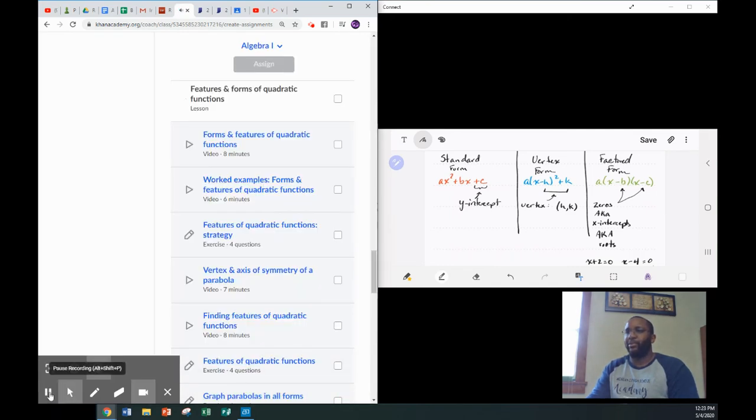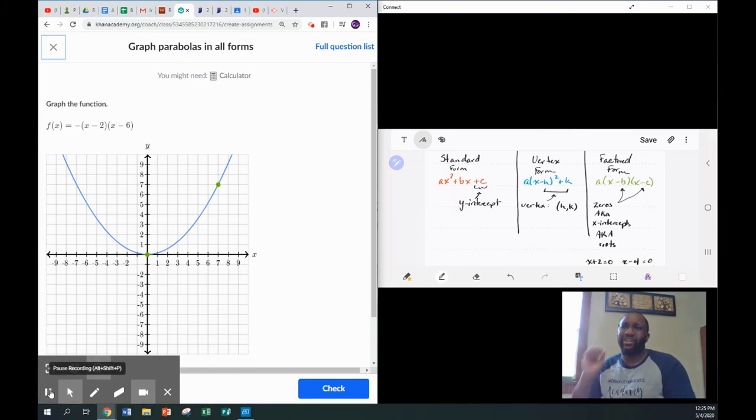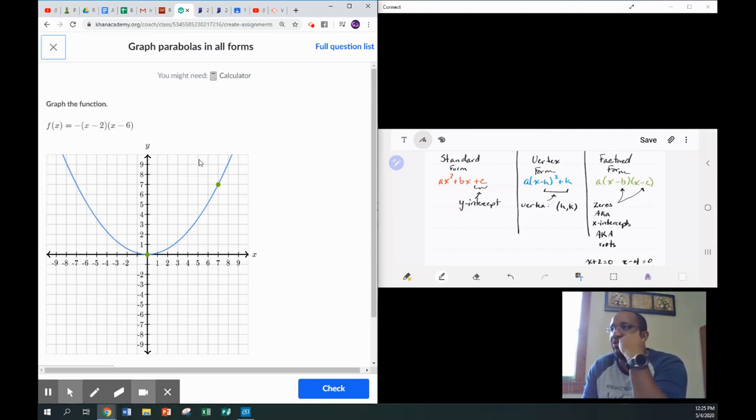Let me try this other one. All right. I gave you the assignment graphing parabolas in all forms. So remember what this form is. This is factored form, so it's good for showing us the x-intercepts, the zeros or the roots. So I know that this thing is going to intercept the x-axis at +6 and at -2. I know this to be true.